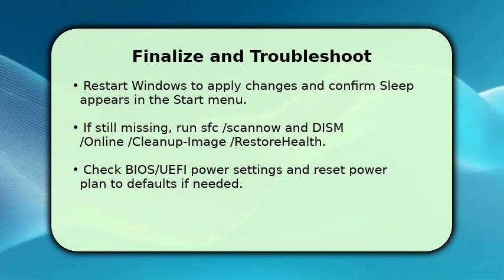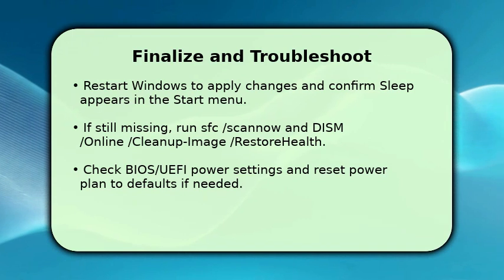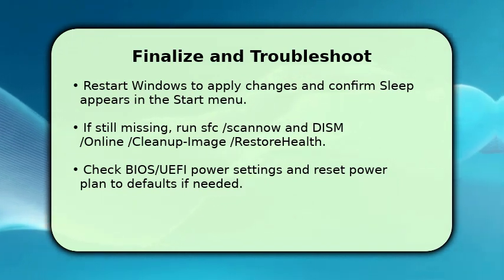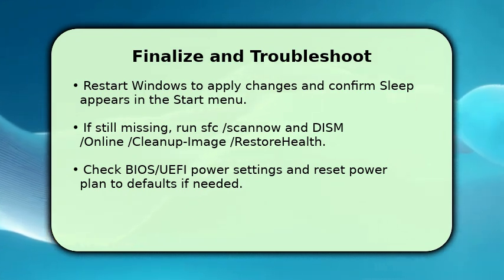You finish by restarting the PC so all changes take effect, and then check the Start menu power options for sleep. If sleep still doesn't show, run System File Checker and DISM to repair corrupted system files, and double-check BIOS or UEFI power settings to ensure ACPI and sleep states are enabled.